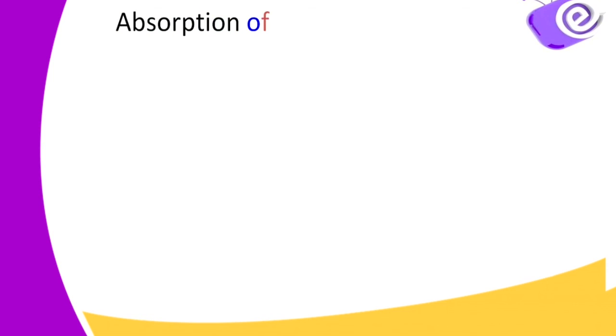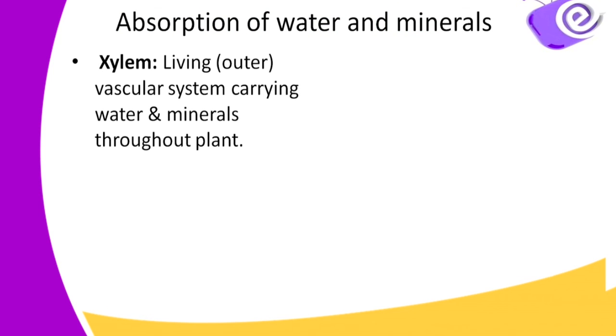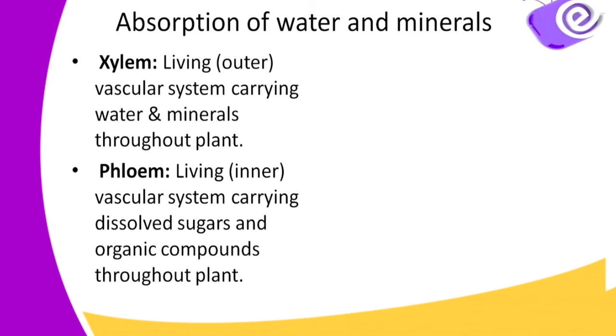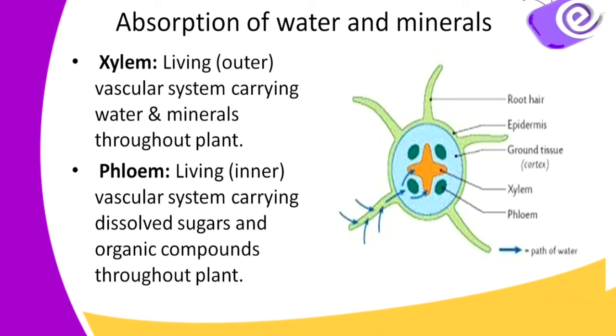So let us look at the main vessels which are found after the endodermis. We have the two vessels: the xylem and the phloem. The xylem is the outer vascular system carrying water and minerals throughout the plant. This is the tissue which is responsible for the transport of water from the roots to all parts of the plant. So that one is just for the water.